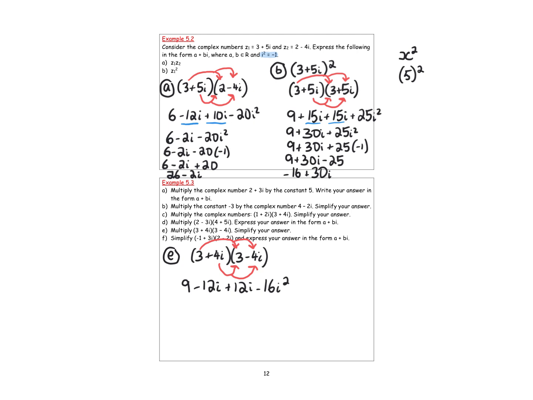Here, adding the like terms, we have minus 12i plus 12i, which will actually cancel out to give us 0. And then we will have 9 minus 16i squared. However, we know that i squared is minus 1. So we replace i squared with minus 1. We'll end up with 9 plus 16, which will give us 25.